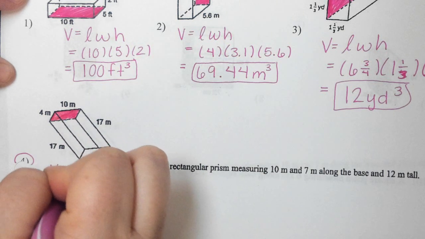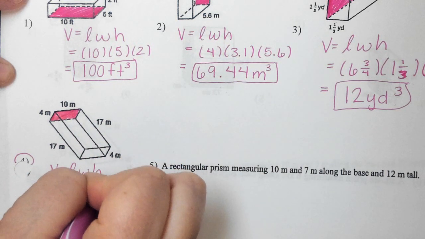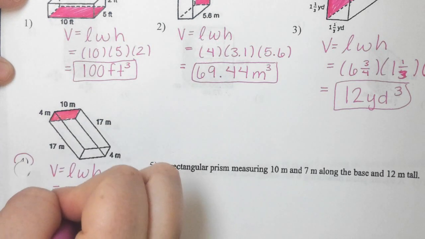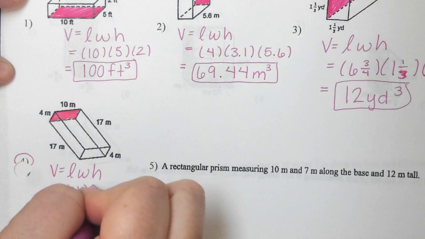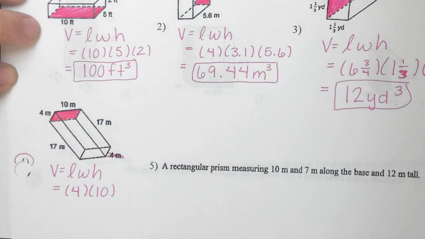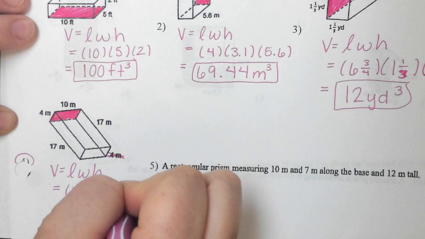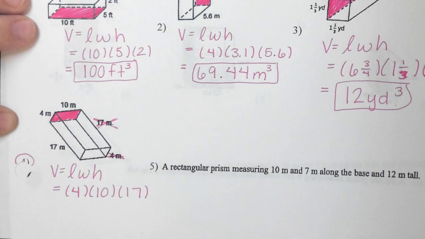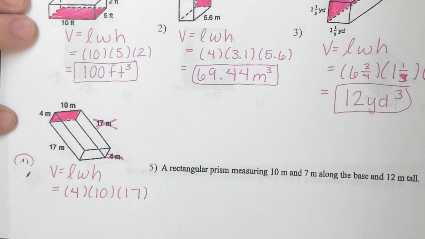Okay, so V equals LWH. Okay. So what are going to be my length and my width here? Kai? 4 and 10. Do I need both 4s? No, so I can mark out that one that I'm not using. And then what's my height going to be? 17. Does it matter which one I choose? No. But do I need both? No, we only want one height, so I'm going to mark out one of the 17. You can mark out either one.